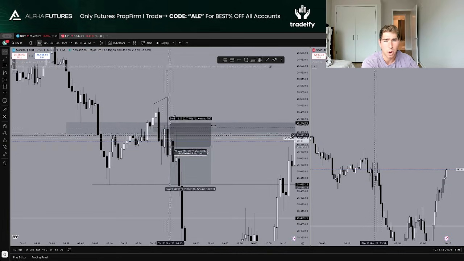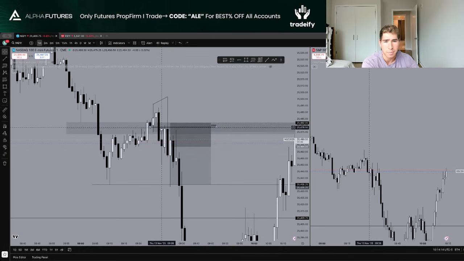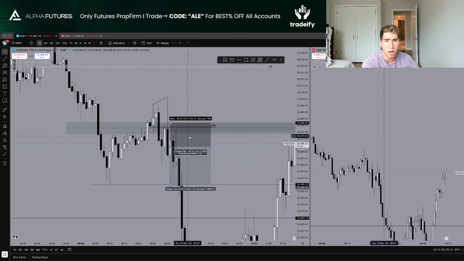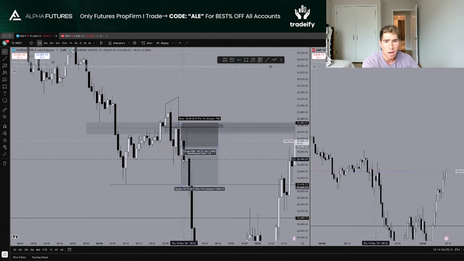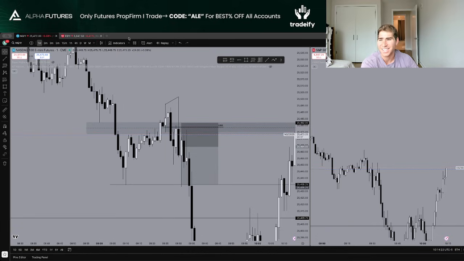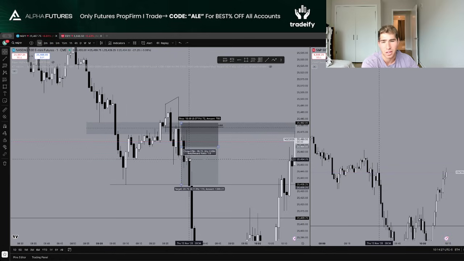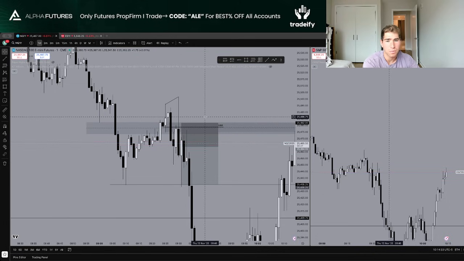So enter off a pullback, stops at not the high, but at the CISD, very discretionary stop loss. I don't want to risk too much on this trade. I don't think I lasted more than 30 seconds in drawdown. I think this candle tapped, flushed, and wicked back up. Overall, very good trade. I'm happy with it.